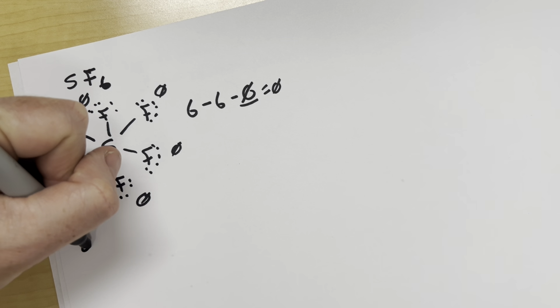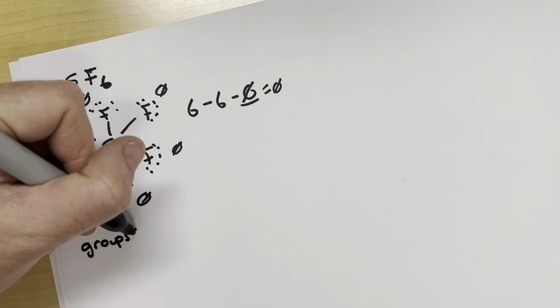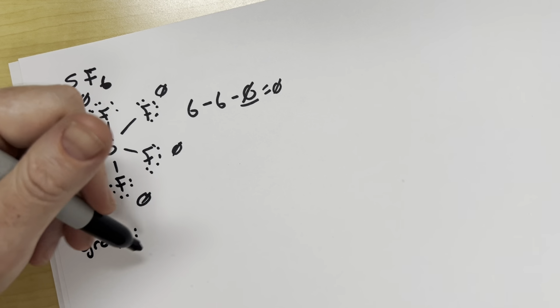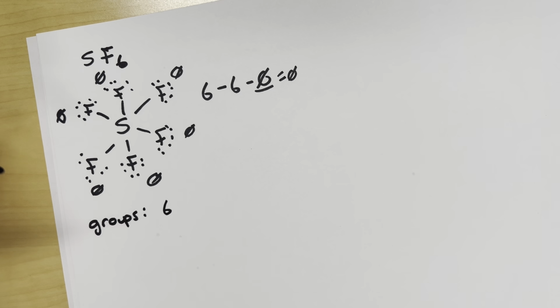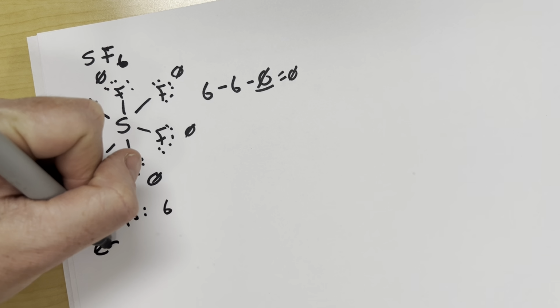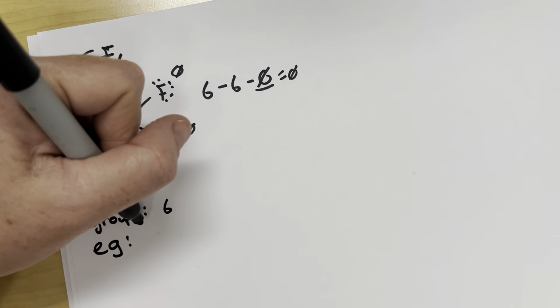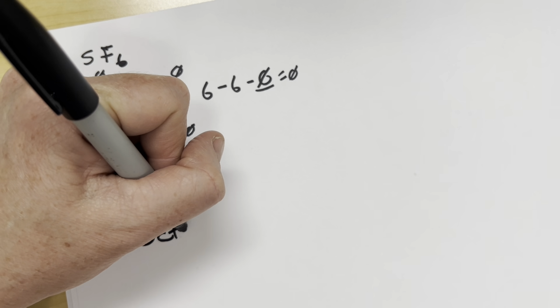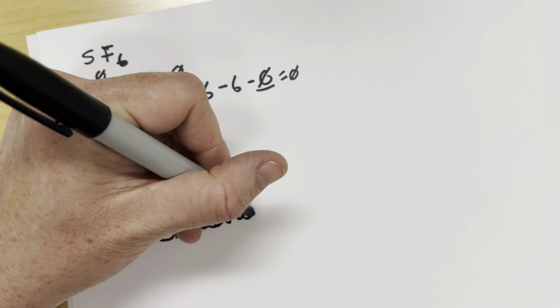Electron groups. I see 1, 2, 3, 4, 5, 6 groups on that sulfur. So therefore my electron geometry has to be what we call octahedral.